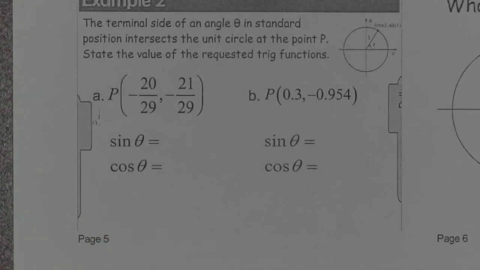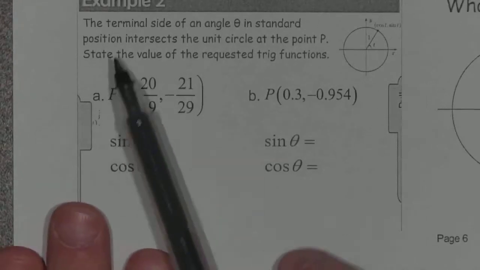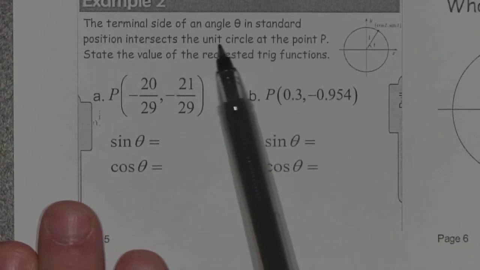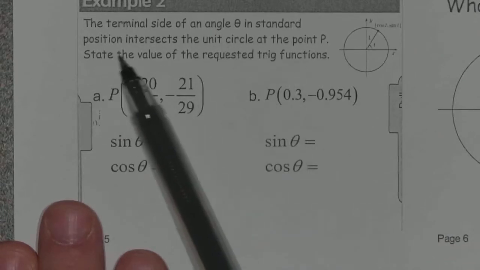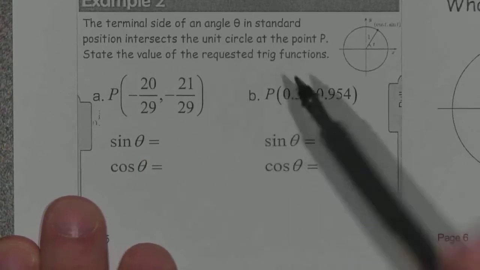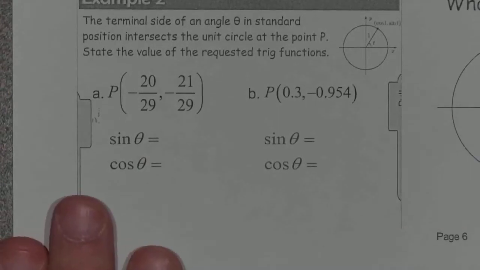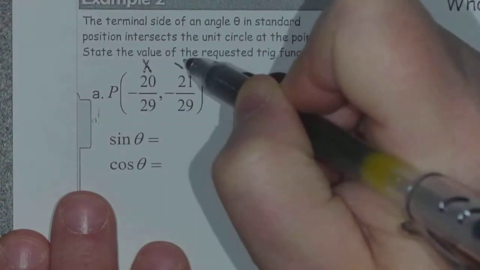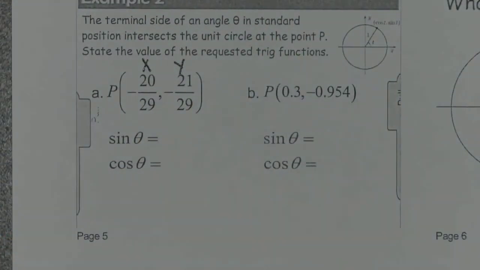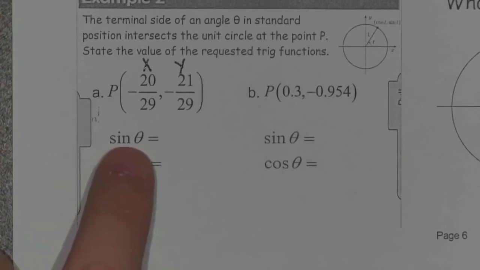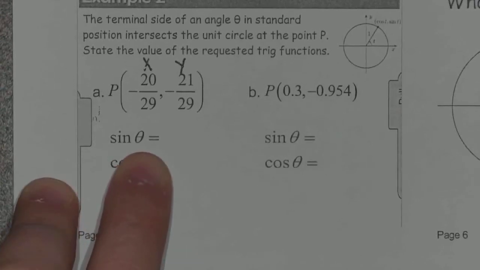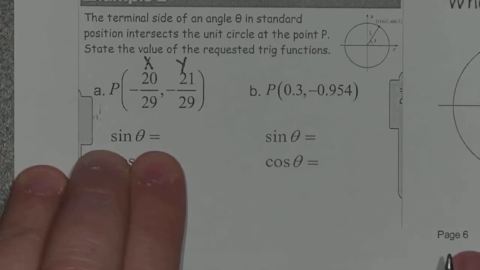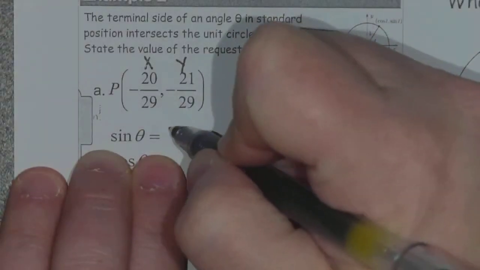All right, so here's an example that looks a little bit different. It says the terminal side of an angle in standard position intersects the unit circle at point P. State the value of the requested trig functions. So again, we were told that we're in the unit circle. This is my x value and this is my y value where my angle intersects. So what's my sine value? The y value.